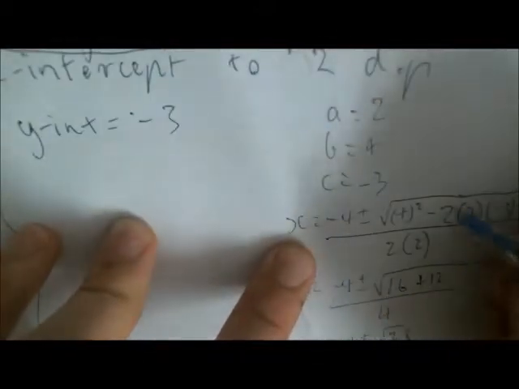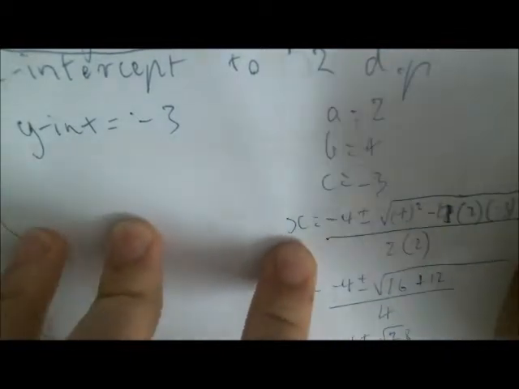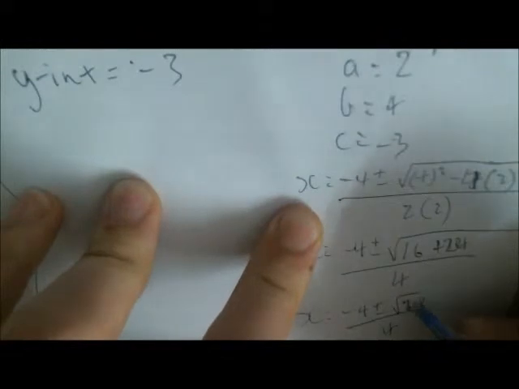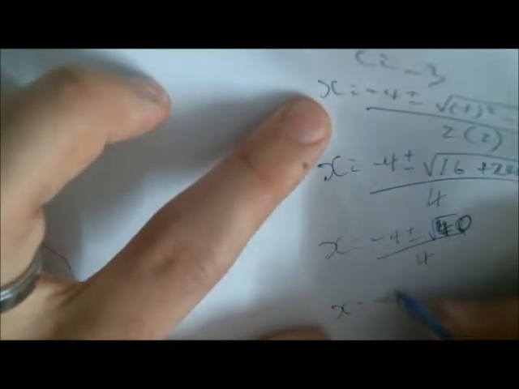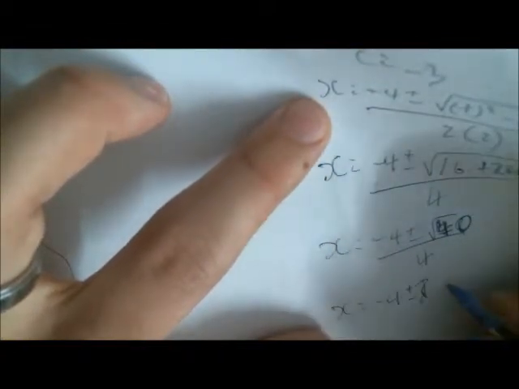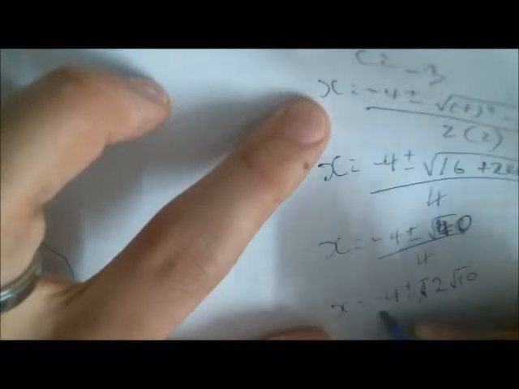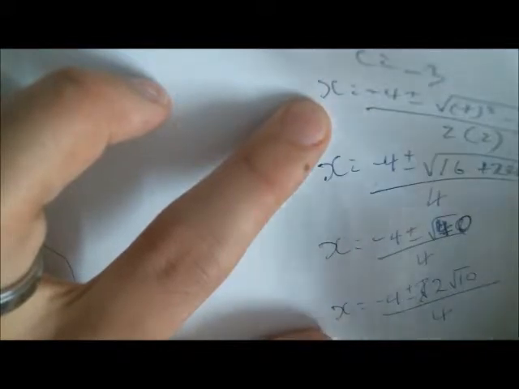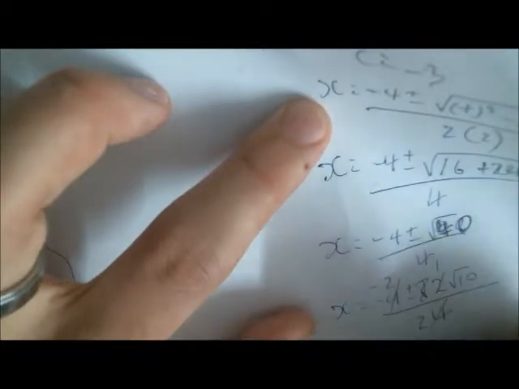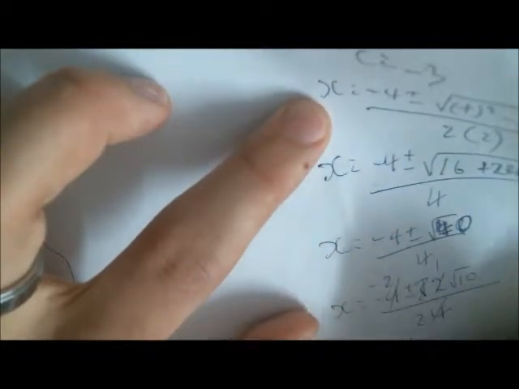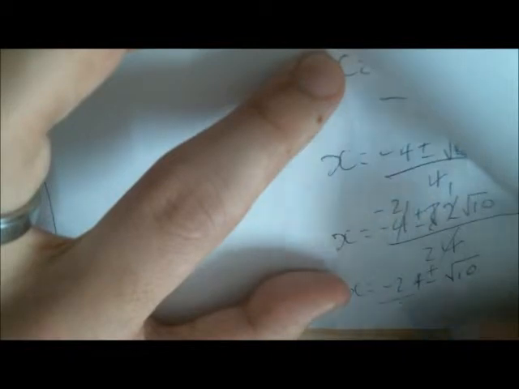Oops, I've made a mistake here. This is actually meant to be 4AC. So this will make this 24, and this will make this 40. Now, from here I'm going to simplify the root, because I can make that simpler. -4 plus or minus 2 root 10 over 4. They will cancel down, so we'll have -2, 1 and 2. So x will actually be equal to -2 plus or minus the square root of 10 over 2.